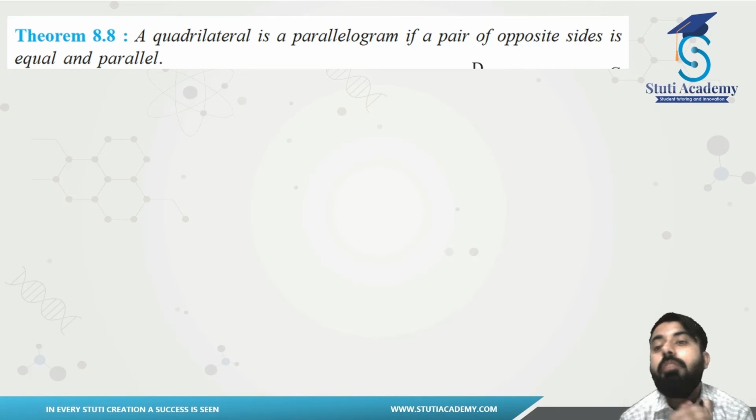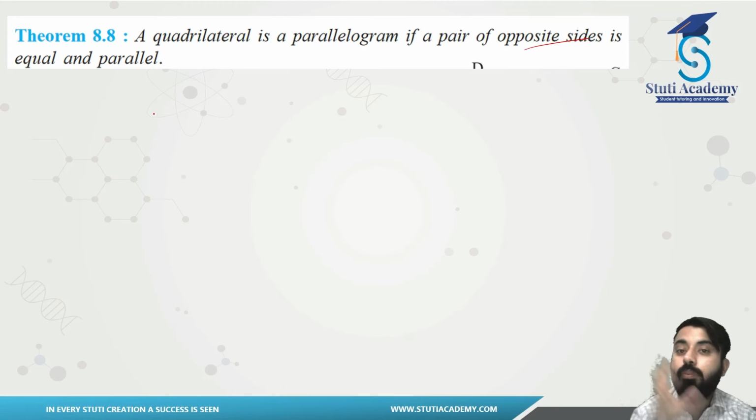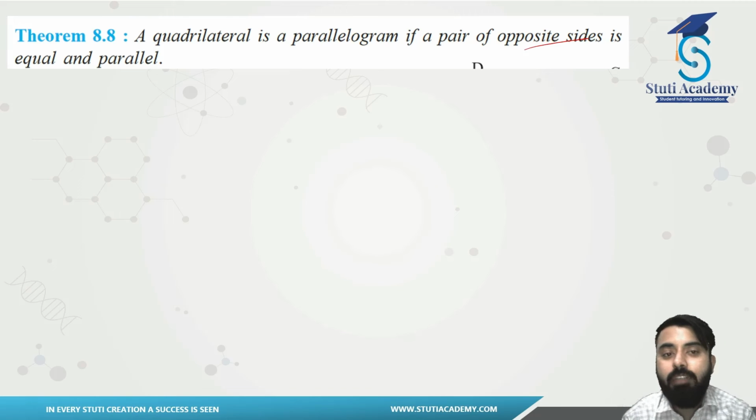So see, in Theorem 8.8, we have to do what? We have to now prove that the quadrilateral is a parallelogram if a pair of opposite sides is equal and parallel. See, remember, just one pair of opposite sides being equal and parallel, then it can be a parallelogram. We have to prove that one. So this is quite easy. You don't have to worry about it.